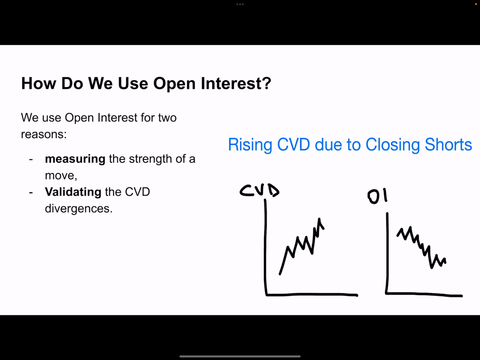The way I use open interest is first to measure the strength of a move, and also to validate the CVD divergences. This is a topic that I will talk about either in the next video or in a future video. If you enjoy this video, I'd love to make it part 2, depending on if you want it or not.